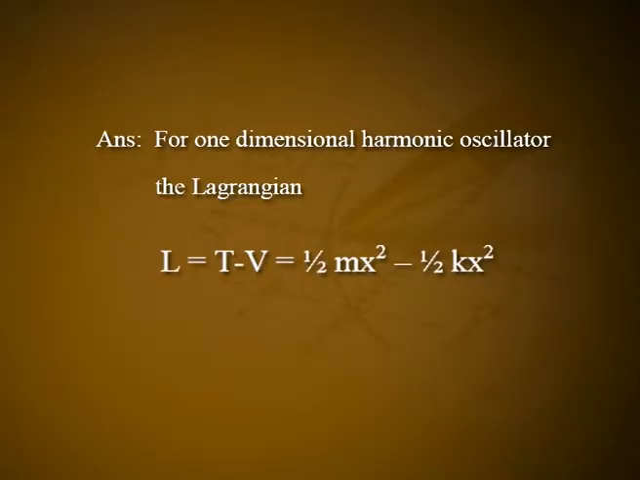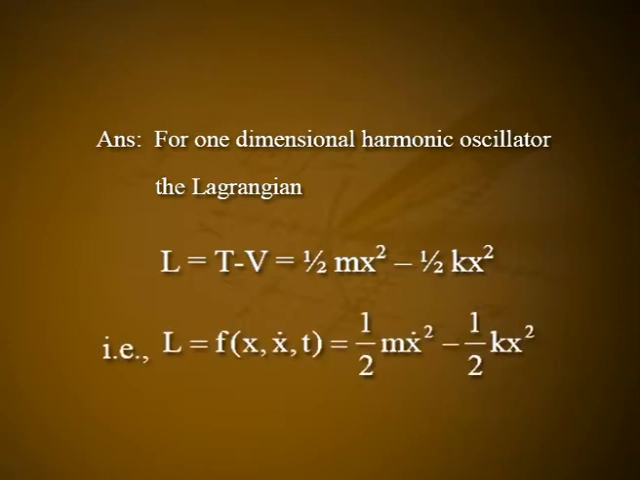Problem. Find the differential equation of one-dimensional harmonic oscillator by applying the variational principle. Answer. For a one-dimensional harmonic oscillator, the Lagrangian L is equal to T minus V, which is equal to 1/2 m x dot square minus 1/2 k x square. That is, L is equal to f of x, x dot, t is equal to 1/2 into m x dot square minus 1/2 into k x square. The integral of L dt, or the integral of f of x, x dot, t dt, is extremum.